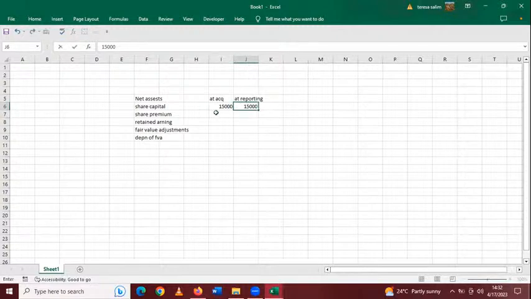Okay, I'll be able to do that. This question doesn't have share premium. So retained earnings at reporting were 25,000. Are you sure? 25,000 was at acquisition, it's okay. Now 40,000, yes. Fair value adjustment, we had land, isn't it? For the fair value adjustment, it's always the same, at acquisition and at reporting. And the depreciation, we don't have it.